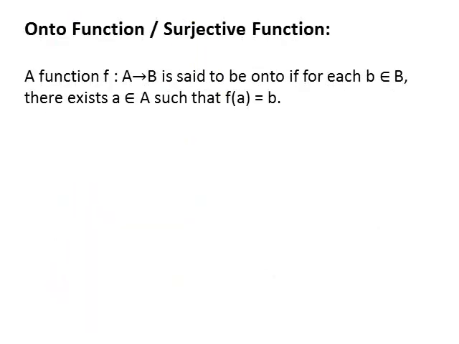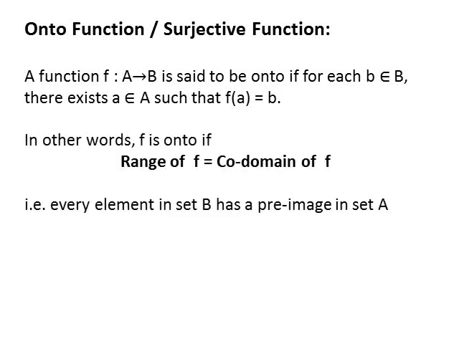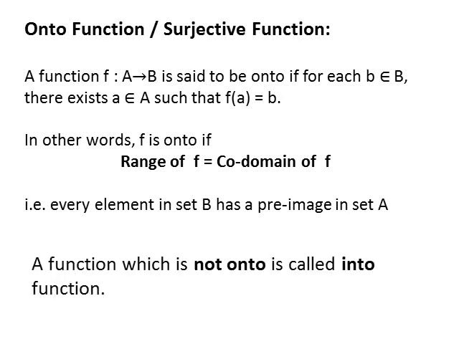Moving to the next type, onto function or surjective function. A function f mapping from A to B is said to be onto if for each b belongs to set B, there exists a belongs to set A such that f(a) is equal to b. In other words, f is onto if range of function f is equal to codomain of function f. That means every element in set B has a pre-image in set A. A function which is not onto is called into function.